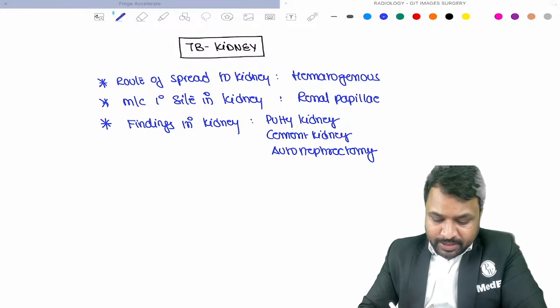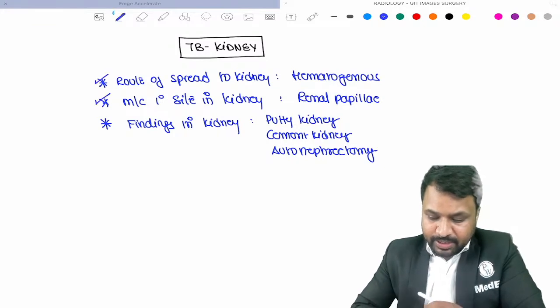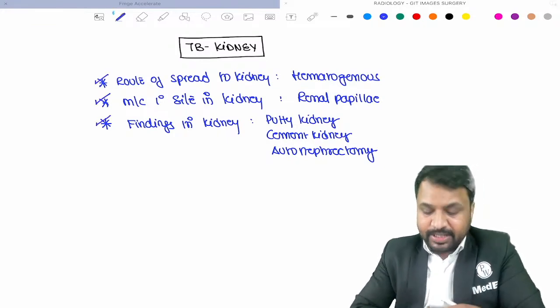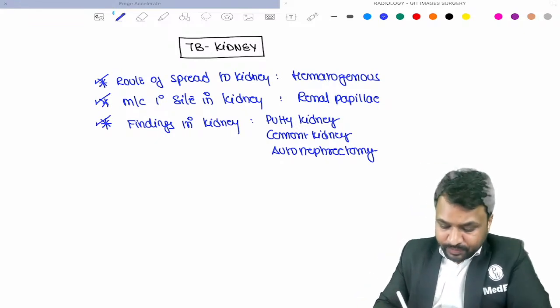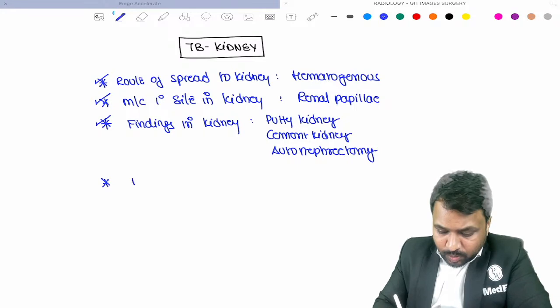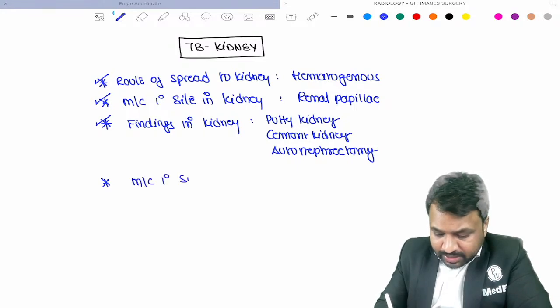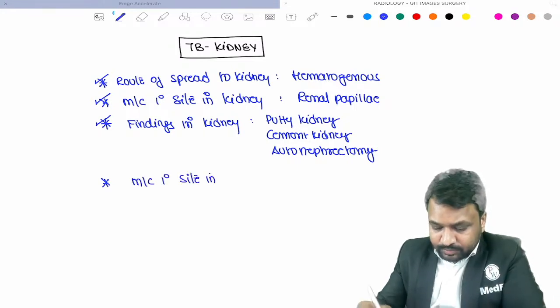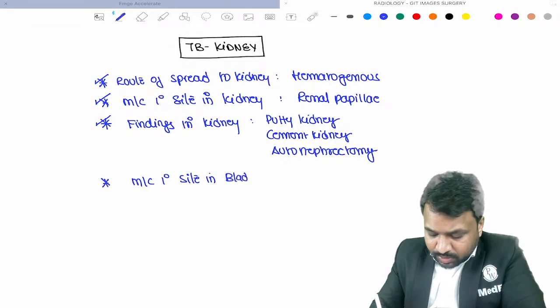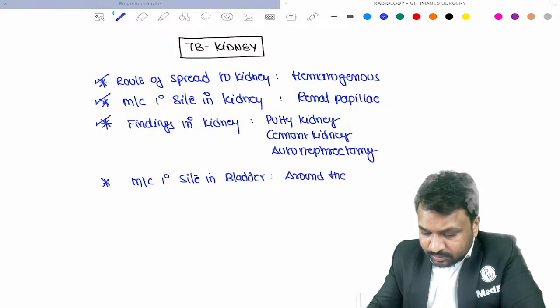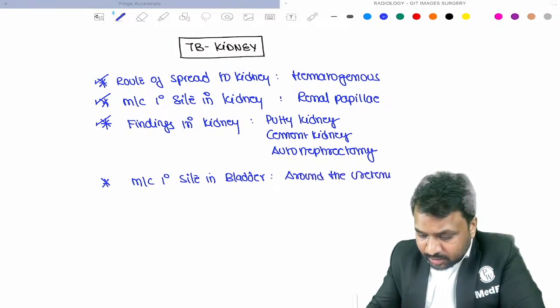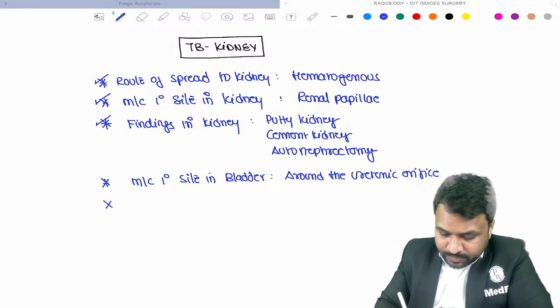So the route of spread is hematogenous. Most common primary site in kidney is renal papillae. The findings in the kidney will be a putty kidney, a cement kidney, and autonephrectomy. The most common primary site of TB in the bladder is around the ureteric orifice.